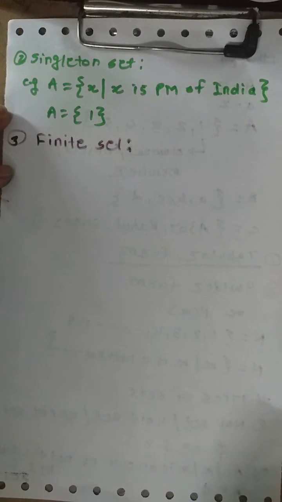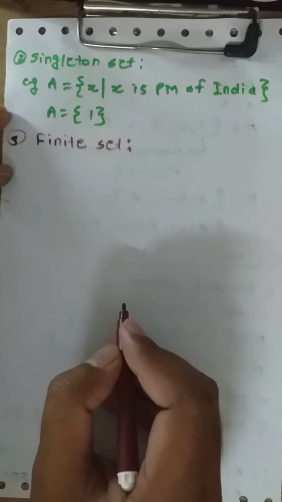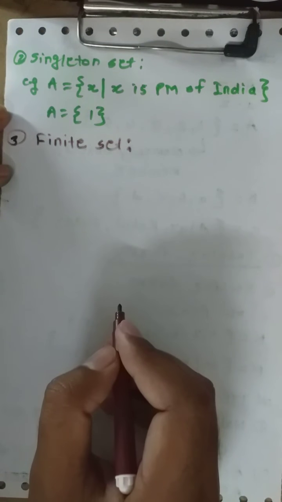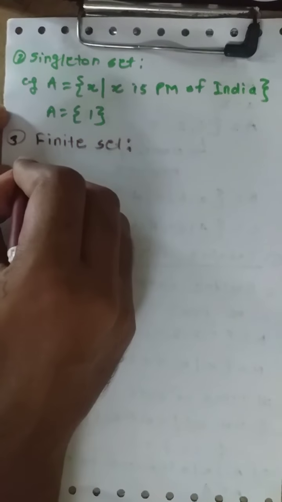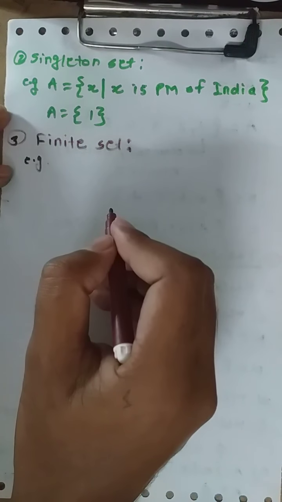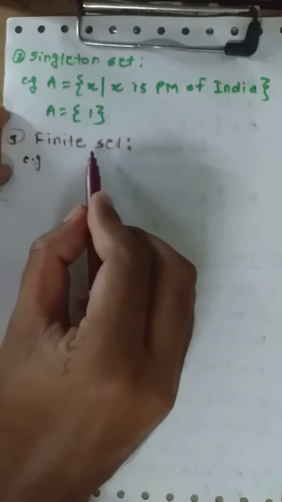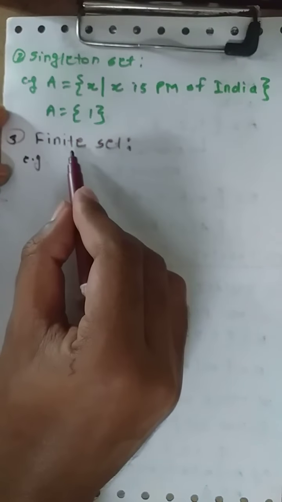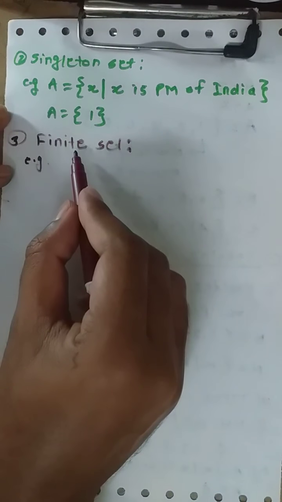Next one is finite set. So how can we define the finite set? A set having a finite number of elements is called a finite set, and the elements of that set can be counted.